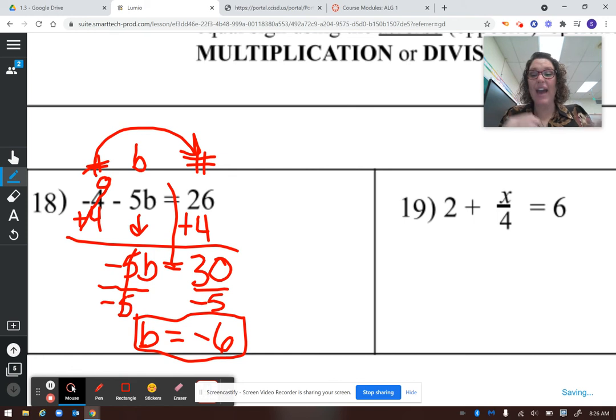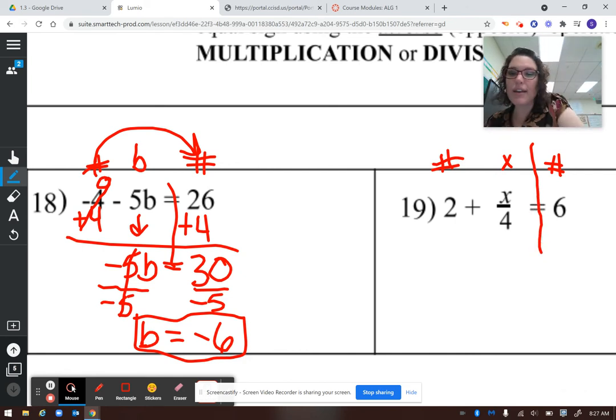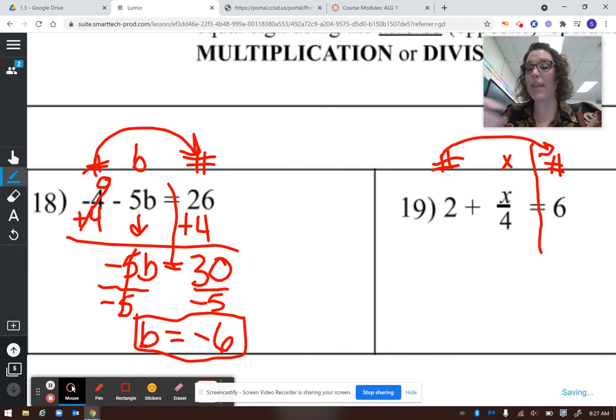Now, I can see that number 19 is also out of order. And sometimes I do just label these while I'm getting the hang of it. I put labels on there. So when I draw my equal sign, I can say, okay, x's are on one side, numbers are on the other. So I want to move the number with the number. And that helps me decide which one to move.